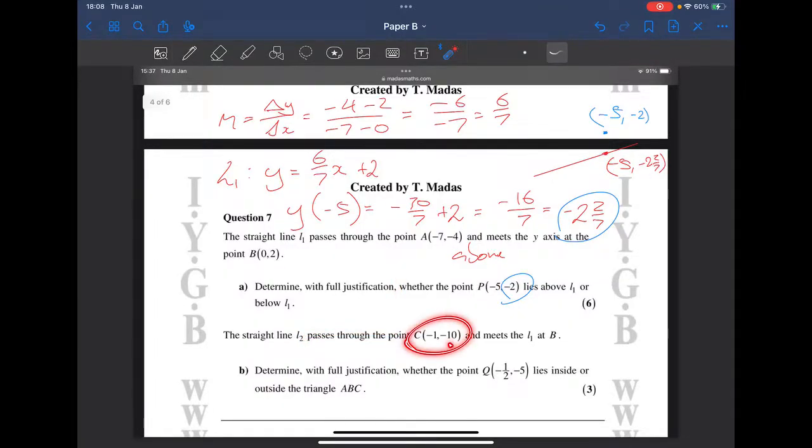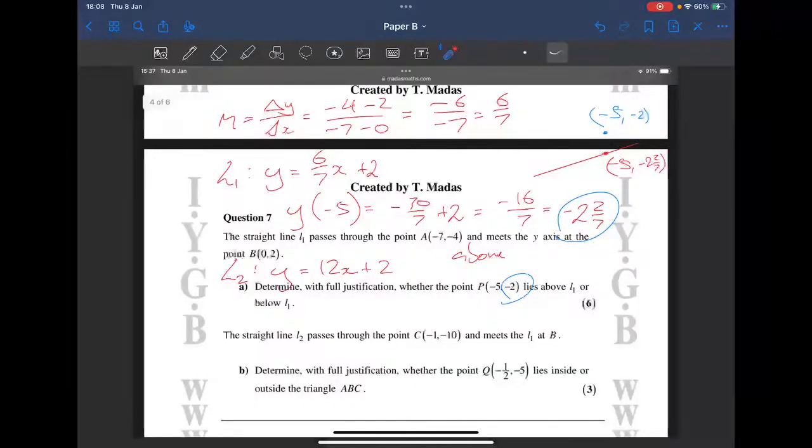So going from here to here, we've gone from -1 to 0. So we've taken one step right. So the difference in the y's is exactly the gradient. So we've gone from -10 to 2. The gradient must be 12. So for line L2, we know that y is equal to 12x plus 2. And again, we could plug in -1 in here just to double check that we do get -10 as our y value. So now we've got our two lines.